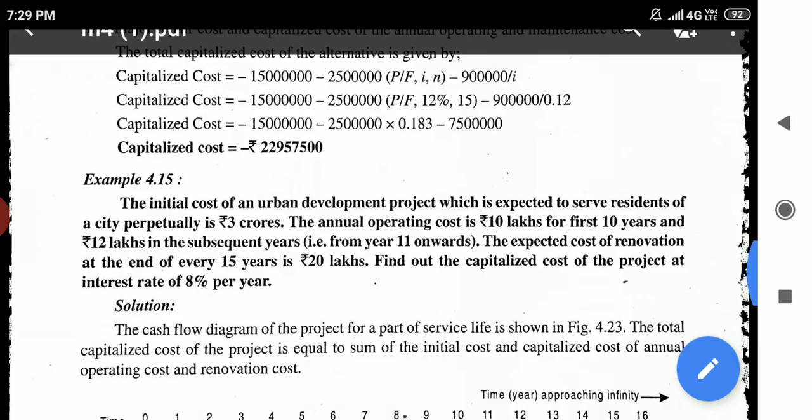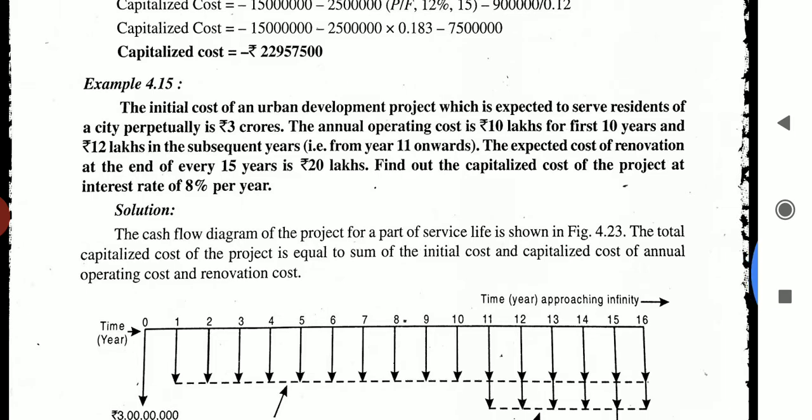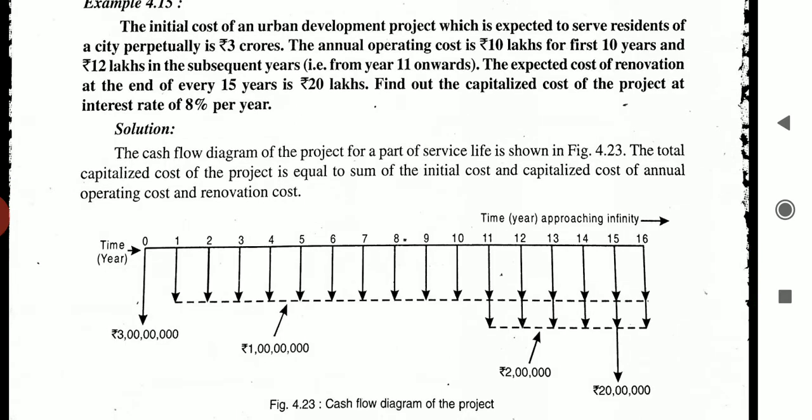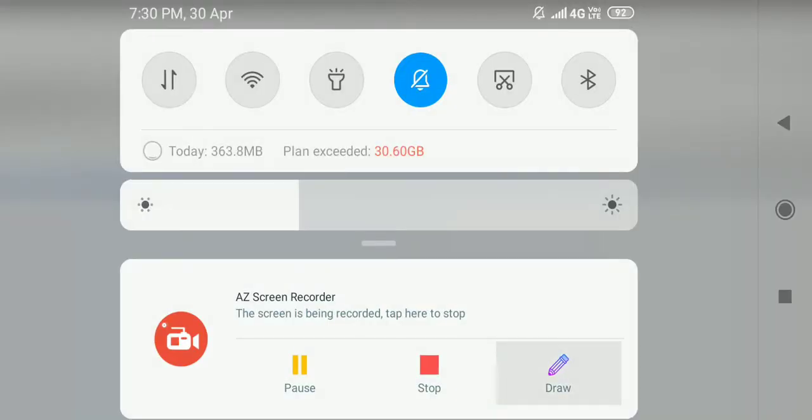Okay, next, the 15th formula. The initial cost of an urban development project which is expected to serve residents of a city perpetually is rupees 3 crores. The annual operating cost is rupees 10 lakh for the first 10 years and 12 lakhs for the subsequent years. From year 11 onwards, the expected cost of a renovation at the end of every 15 years is 20 lakhs. Find out the capitalized cost per project at an interest rate of 18% per year.